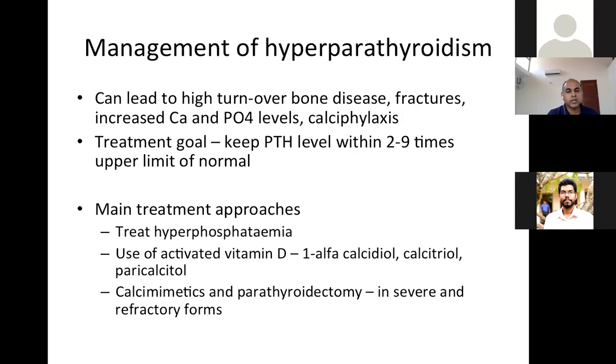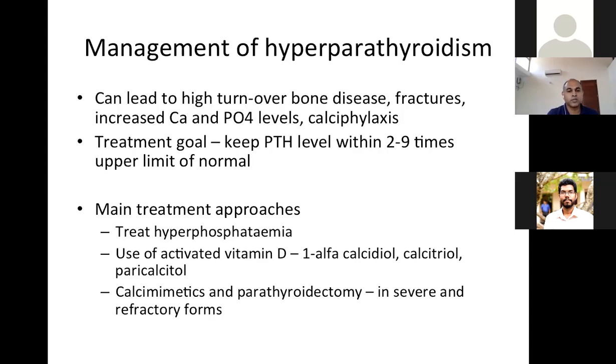And also there's a condition called calciphylaxis, where there is a deposition of calcium in the blood vessels, leading to superficial ulcers in the skin. So this can be very painful. These are some of the problems with high parathyroid hormone concentration. So you need to control the PTH level. What you do is control the aggravators of high parathyroid hormone level.